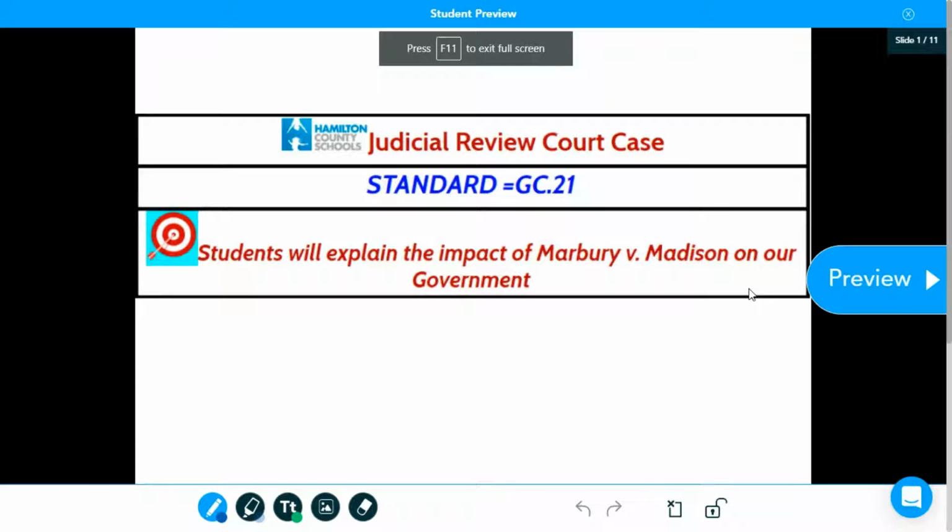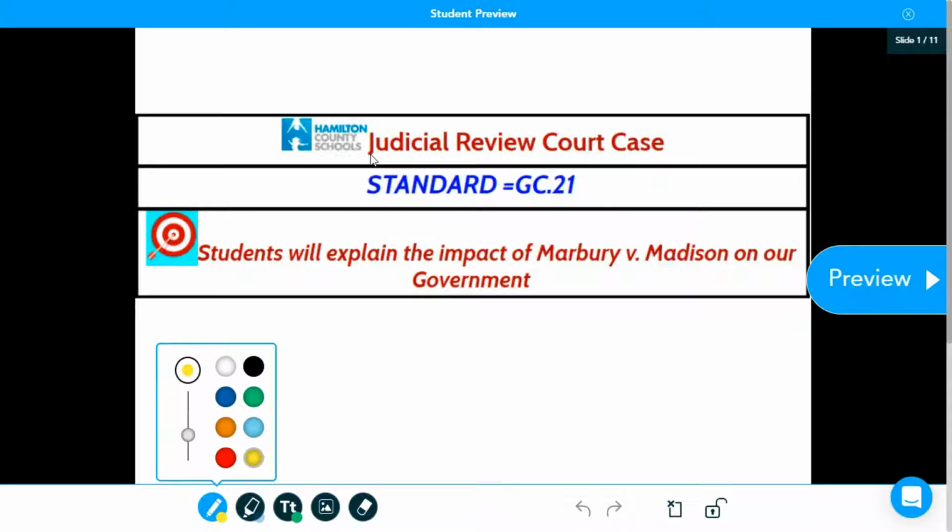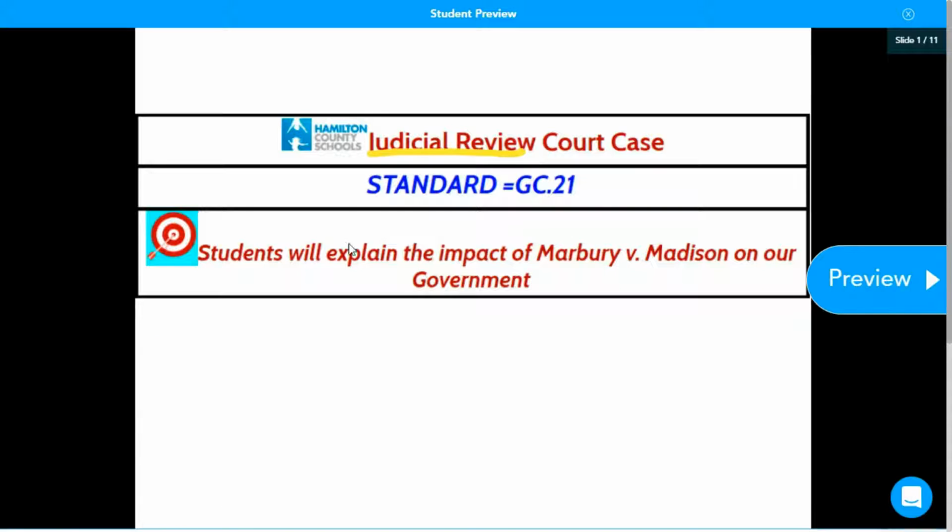So today, folks, ladies and gentlemen, we are going to discuss and break down one of the most impactful court cases ever in the history of the United States, which created something known as judicial review. It's a key phrase that everybody needs to make sure they understand.